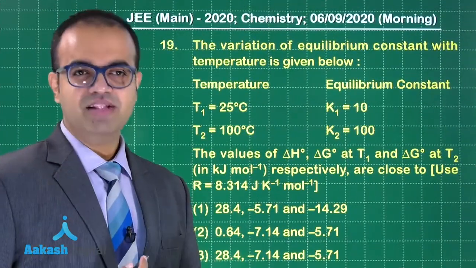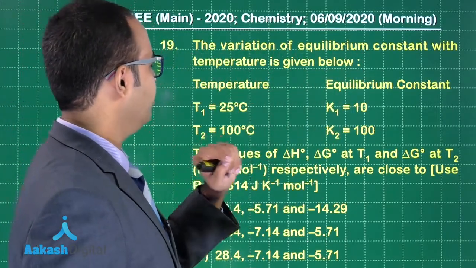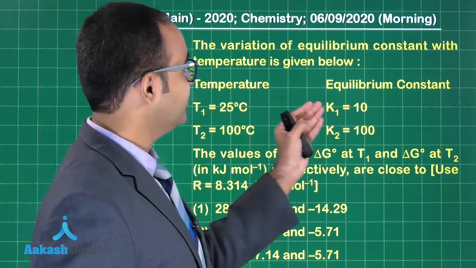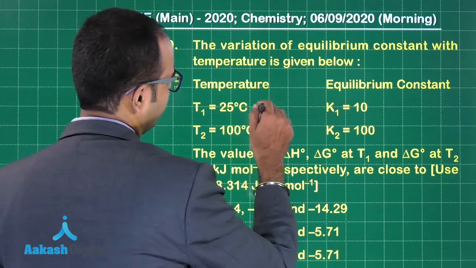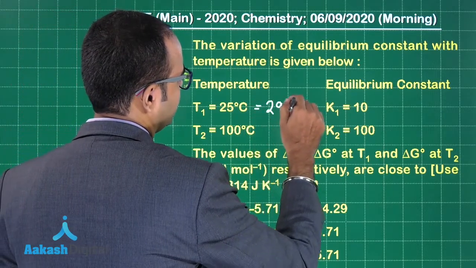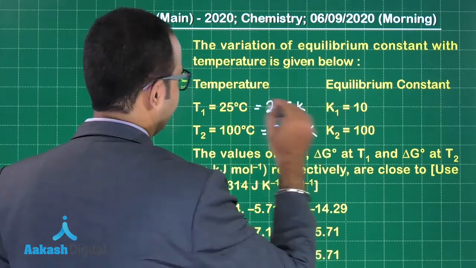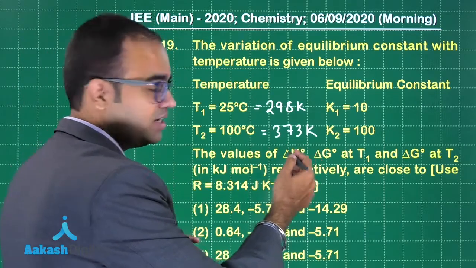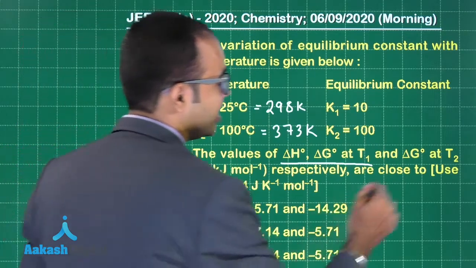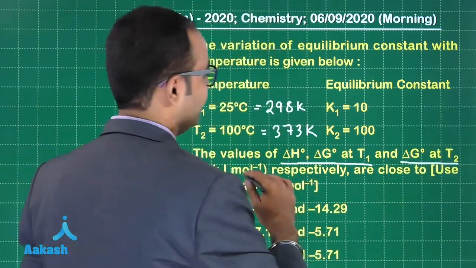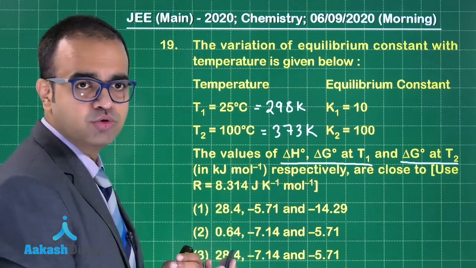So let us solve question number 19, guys. So what we have here is the variation of equilibrium constant with temperature. T1 is 25 degrees Celsius, K1 is 10, T2 is 100, K2 is 100. Let us convert this to Kelvin. So this is 298 Kelvin and this is 373 Kelvin. Values of del H naught and del G naught at T1, and del G naught at T2 respectively are close to. Okay, so what formula will we use over here, guys?